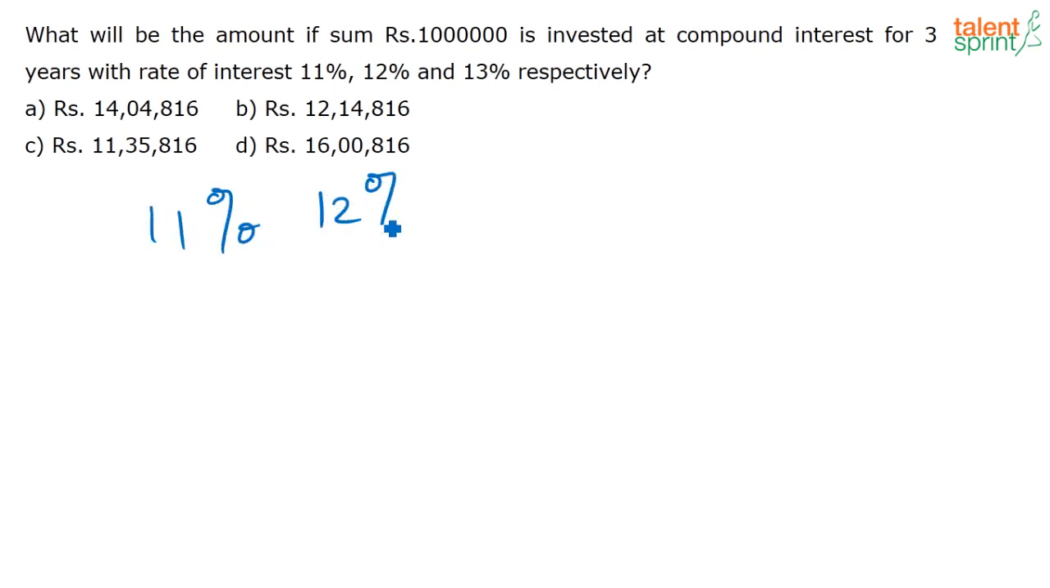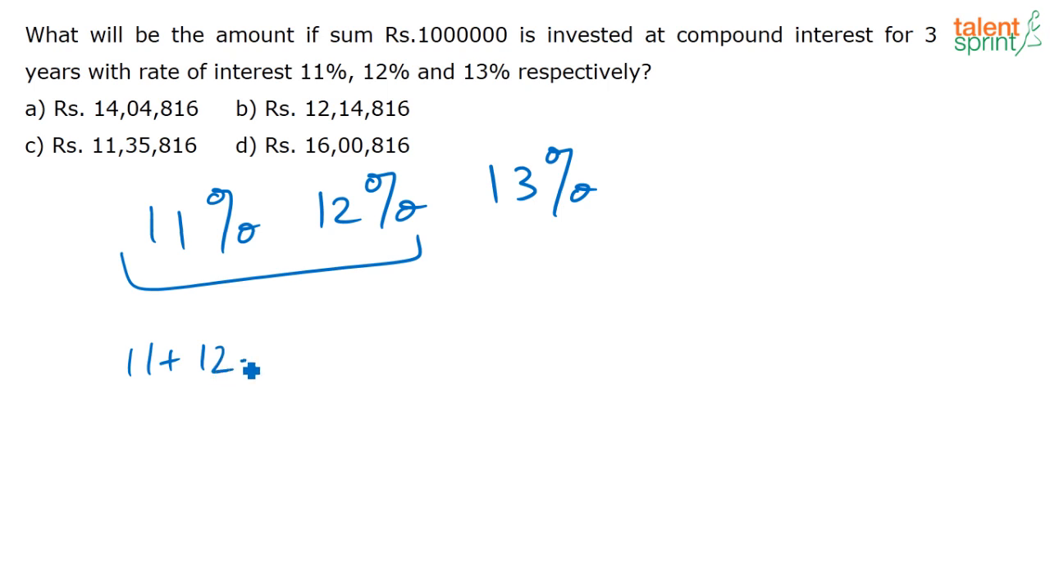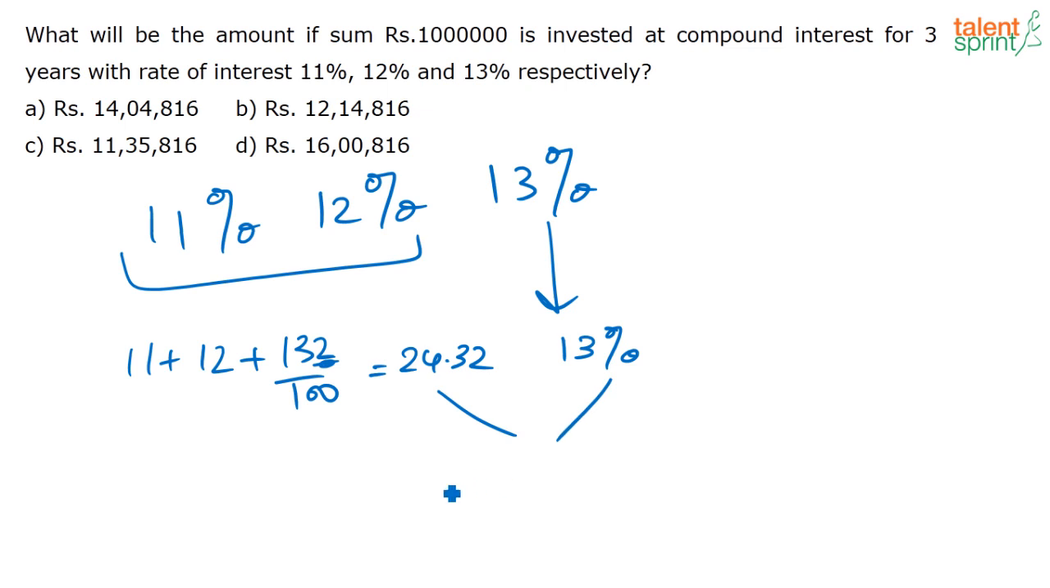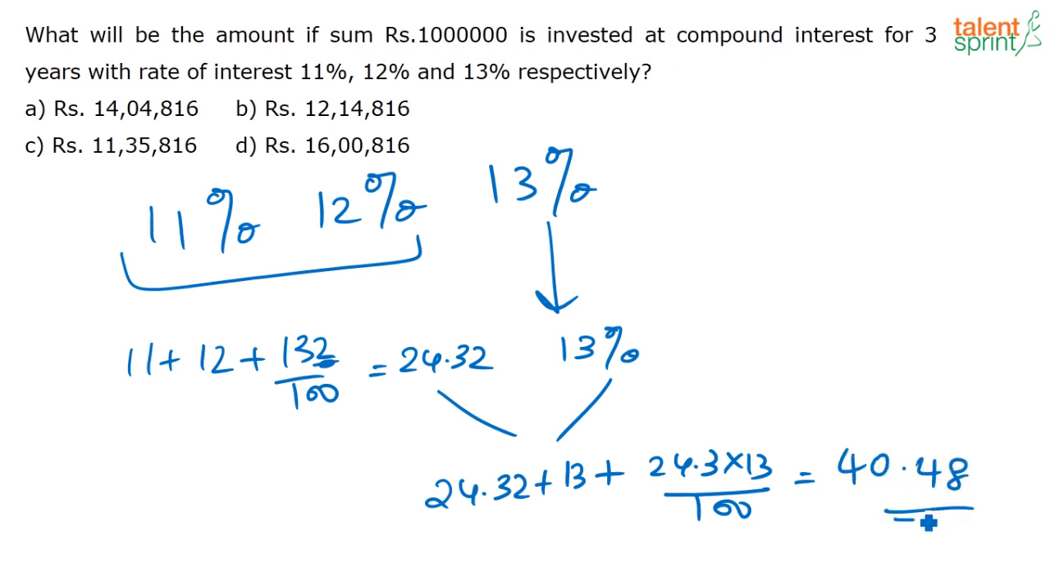So 11%, 12% and 13%. So first 2 years, what is the effective percentage? 11 plus 12 plus 11 into 12 is 132. 132 divided by 100, correct? That is 1.32. Or here this is nothing but 11 plus 12, that is 23 plus 1.32, or 24.32, correct? Now find the effective percentage of these two. This 13%, bring it down. Find the effective percentage of these two, that is nothing but 24.32 plus 13 plus 24.3 into 13 by 100. So here you get it as 40.48. Correct?